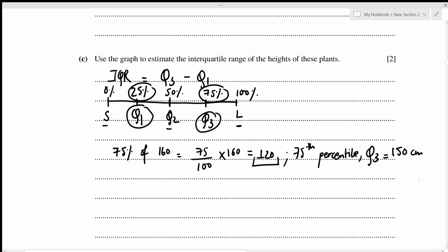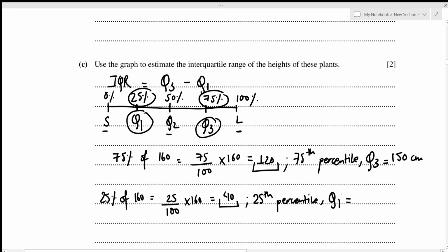Alright, now we need to figure out the lower quartile, which means that we need to figure out the 25th percentile. So that's going to be 25% of 160, which is 25 by 100 into 160. This gives us a value of 40. So we're looking for a number on the height for which 40 sunflowers are going to be less than that particular height. So that's 25th percentile, or the lower quartile Q1.